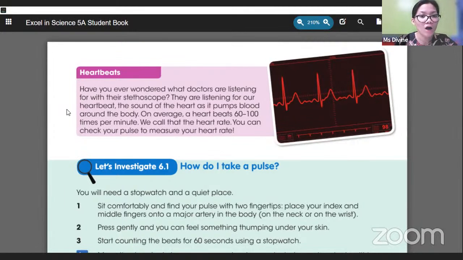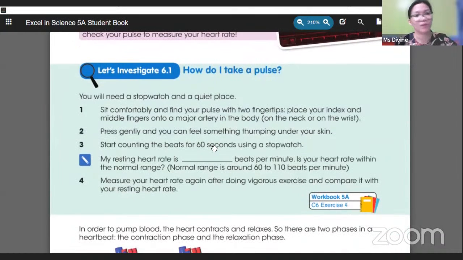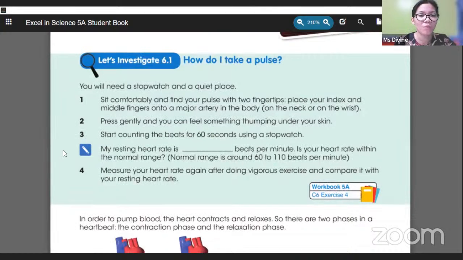This is called the heart rate. You can check your pulse to measure your heart rate. So let's measure your pulse today and see if you have a healthy or unhealthy body. How do I take a pulse? We need a stopwatch and a quiet place. First, sit comfortably and find your pulse, in your wrist.